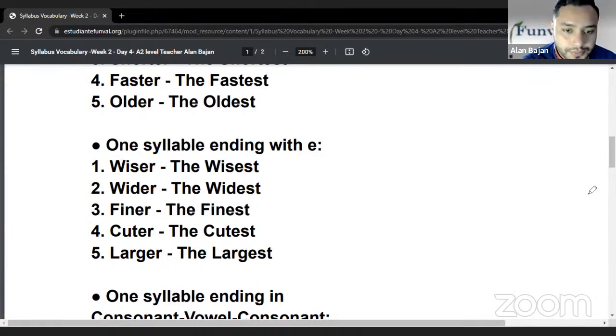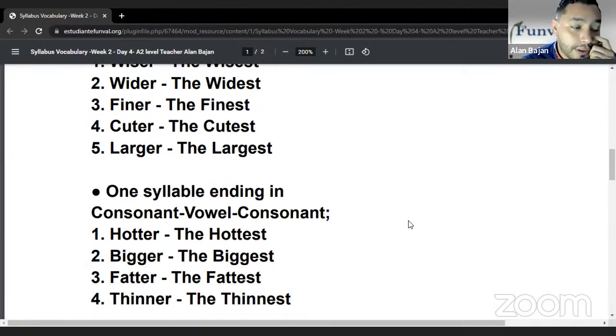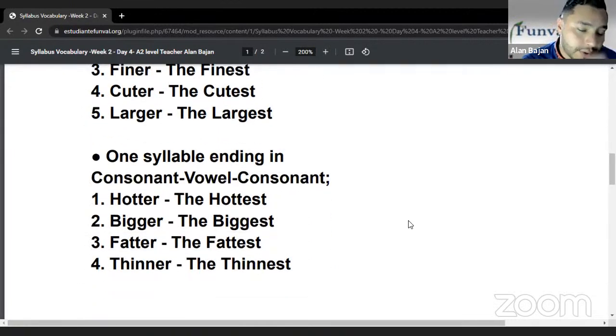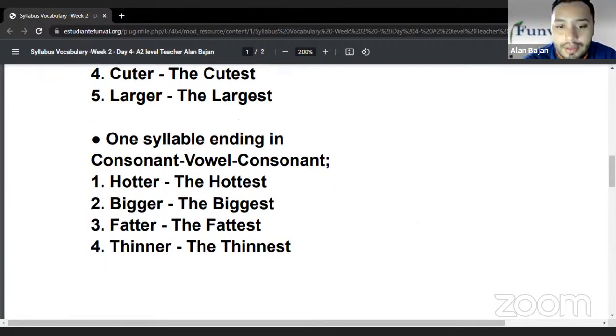Next rule. We have adjectives of one syllable, but they end in consonant, vowel, and consonant, like a sandwich. Like a sandwich where the bread is a consonant and the meat is a vowel.